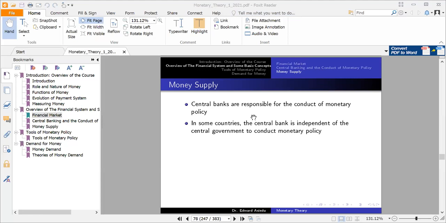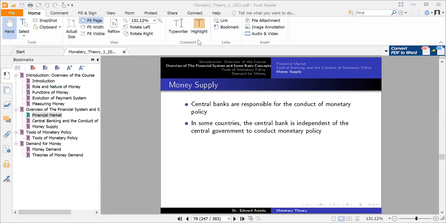You should have an opinion. Anybody? You can just raise your hand. I'll call you. Do you think we are saying that in some countries, the central bank is independent of the central government in conduct? Or let me rephrase it. Do you think that central banks should be independent of the central government in the conduct of monetary policy? Should be. Can answer either the first or the second. Ebenezer.